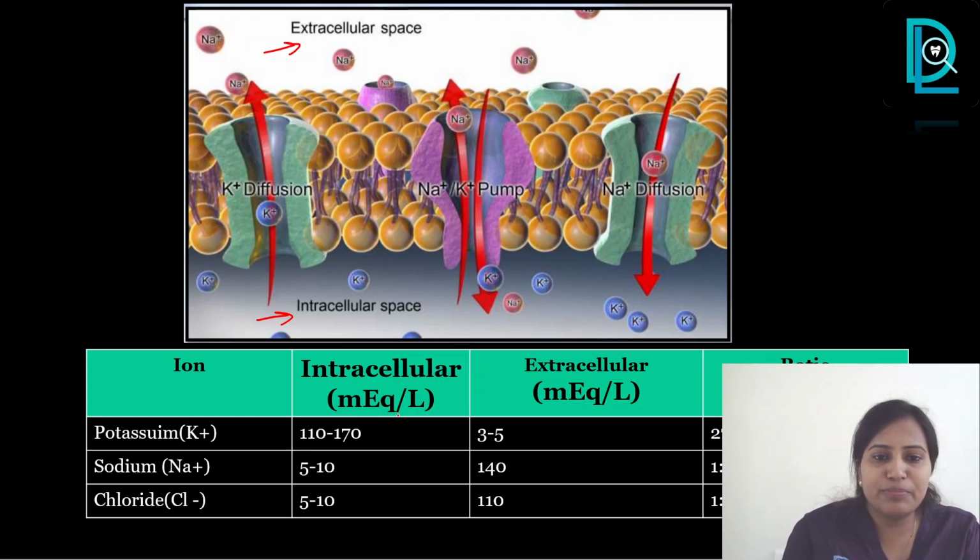The concentration of potassium ions intracellularly is much higher, right, compared to the extracellular concentration. And also the sodium ion concentration is much higher outside when compared to inside. See here, potassium is more inside and sodium is more outside. And the ratio between intracellular and extracellular concentration is given here. This is all very important from an MCQ point of view, okay?